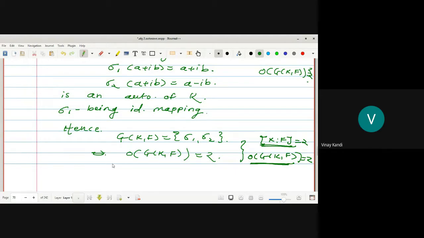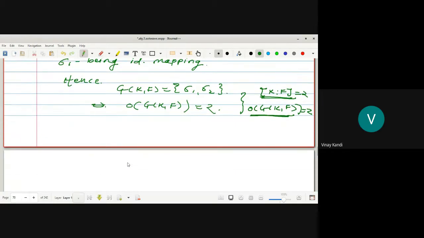Now we have to find the fixed field of G(K/F). Find the fixed field of G(K/F).